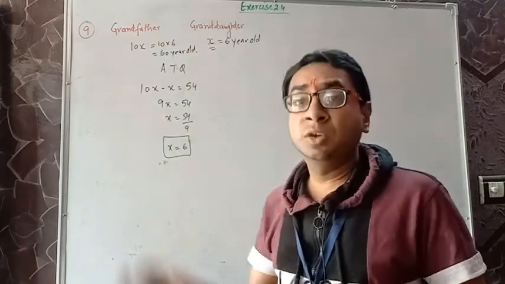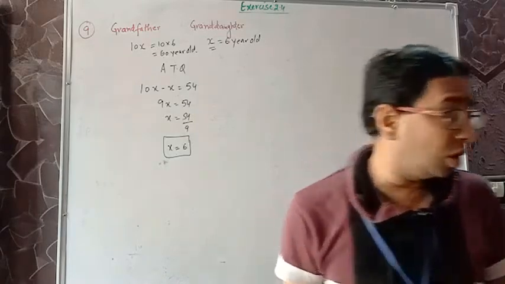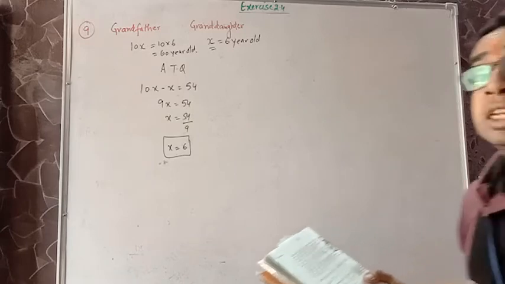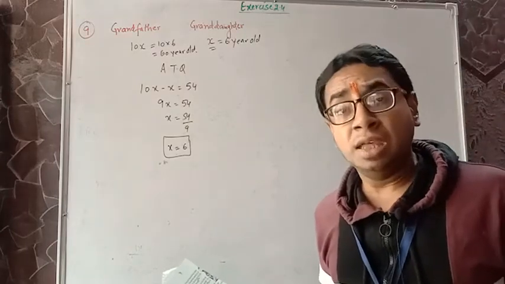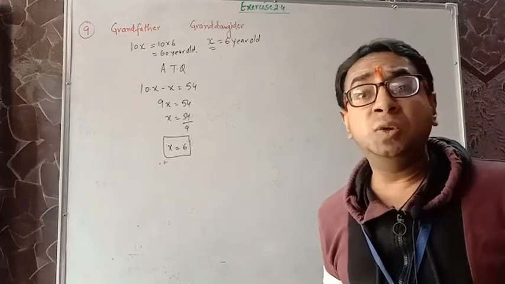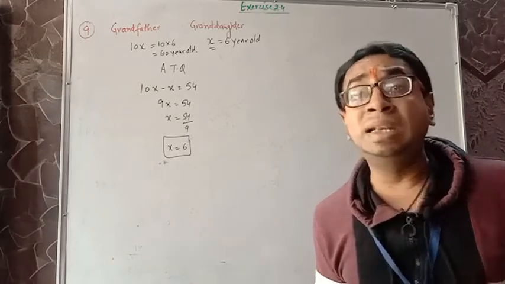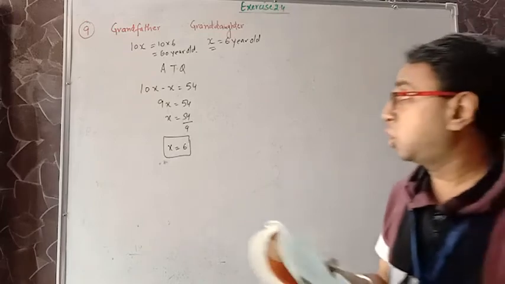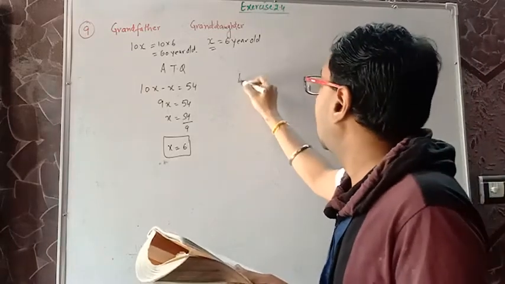Are we clear? You have to do it with the conventional method. I am just solving for your practice. You have to write it completely: let the present age of granddaughter be x. Therefore, the present age of grandfather will be 10x. According to the question, you have to do it completely. Since I have solved many questions based on this, I want you to try once. Question number 10.